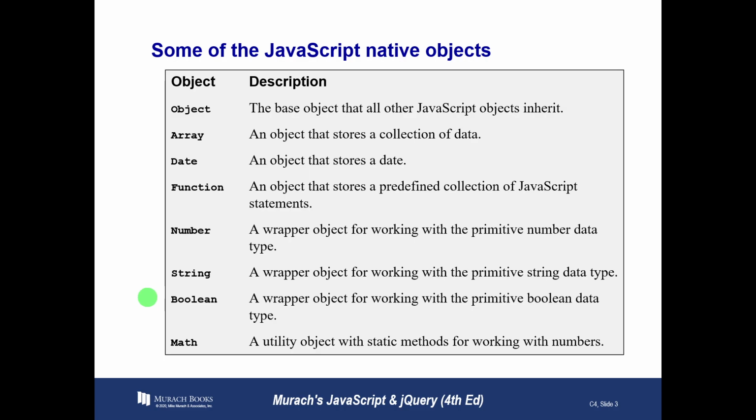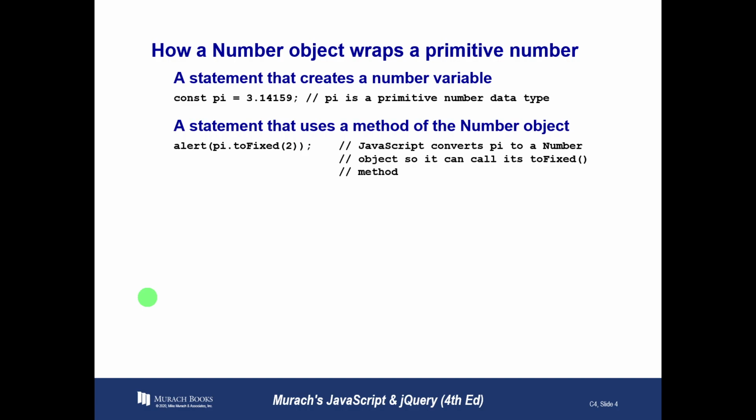So what do I mean by a wrapper object? Let's take a look at how these wrapper objects can work. And we're going to look at the number object. So if we declare a constant called pi, 3.14159, that's a primitive number. Okay, so pi is a primitive, and because it's a primitive, it doesn't have any methods. But I can still say pi, and I can call a method called toFixed. How do I call a toFixed method on something that's a primitive?